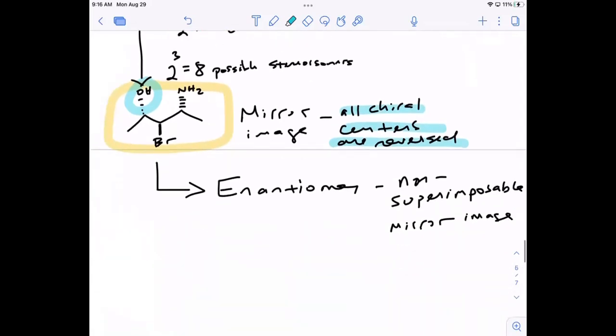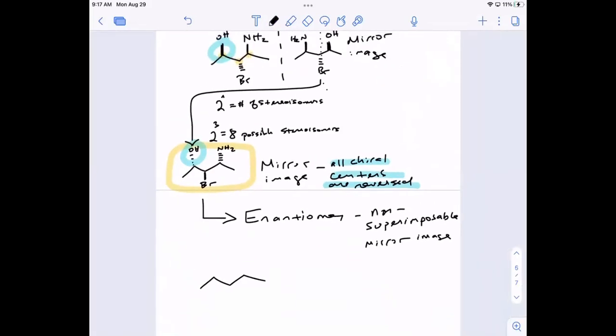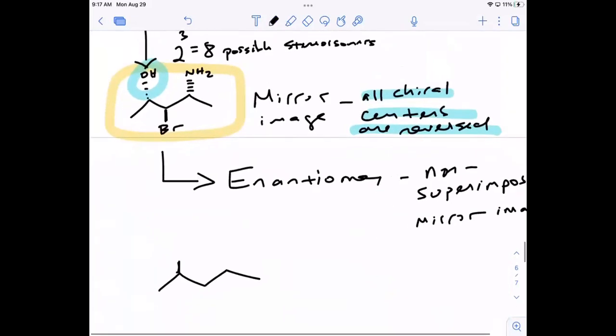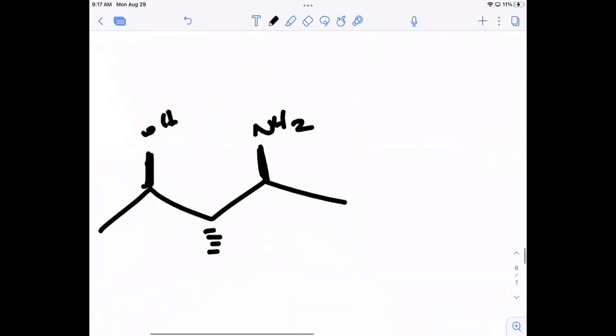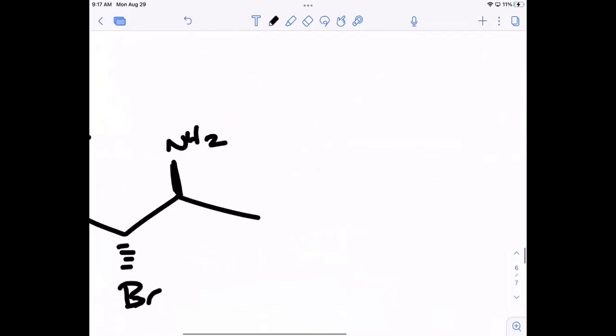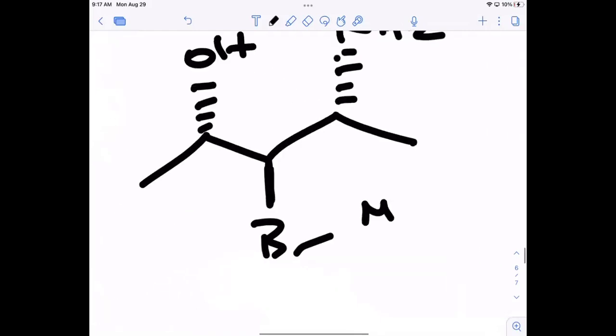All right, so let's look at that. So in the enantiomer, I'm going to draw the first image first. Let me draw that. So this is OH. This is NH2. And this is BR. And the mirror image is going to look like the exact opposite of that. OH, NH2, BR. Right, this is the mirror image.